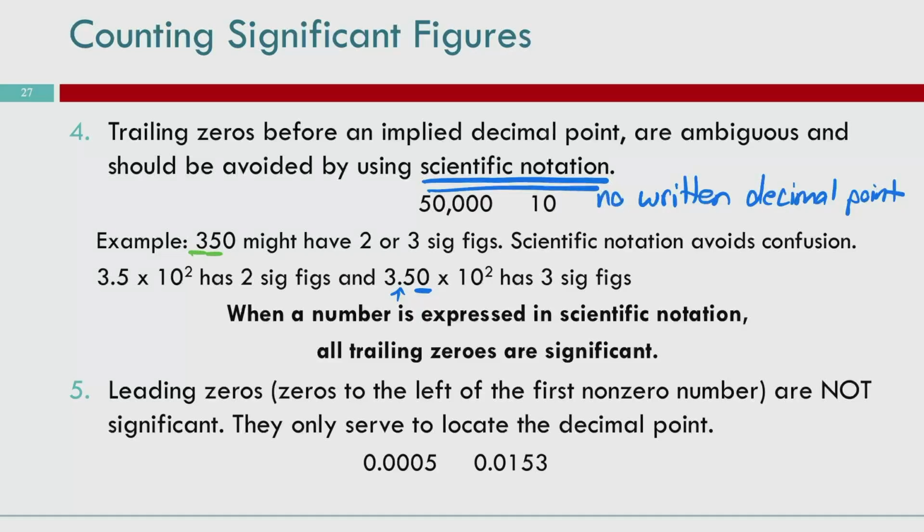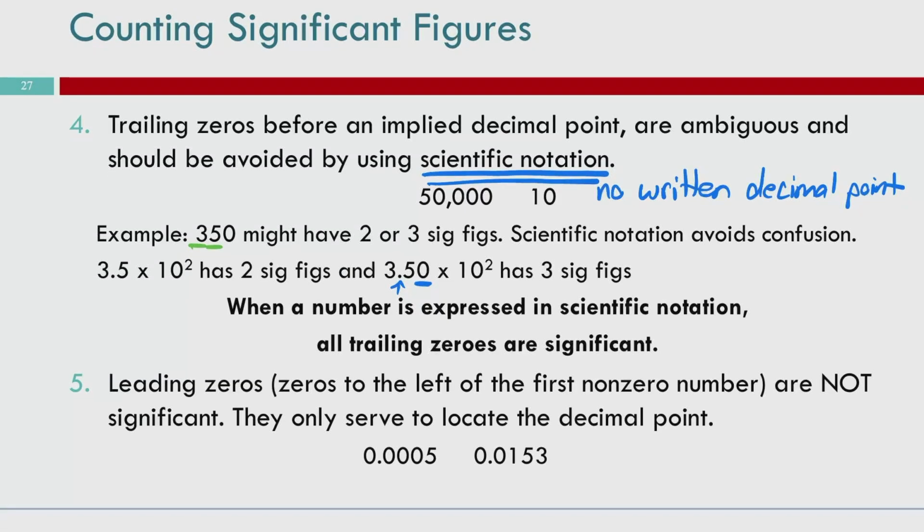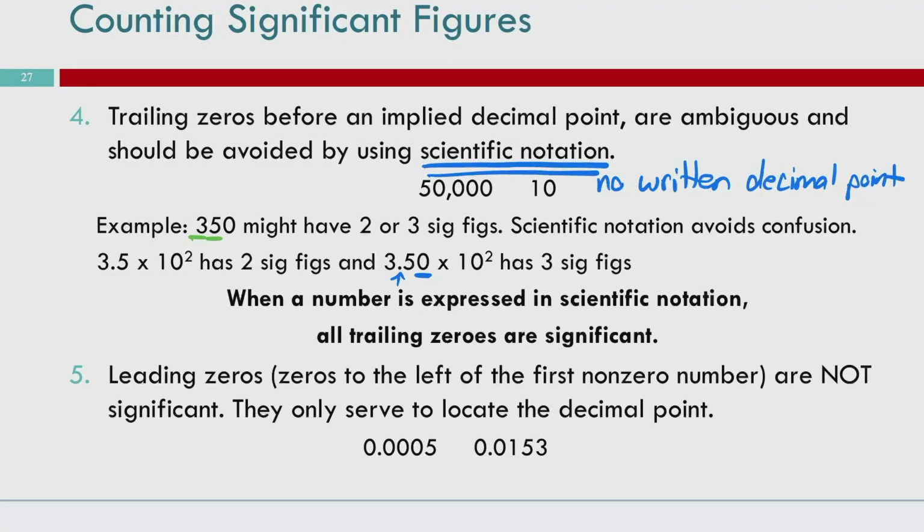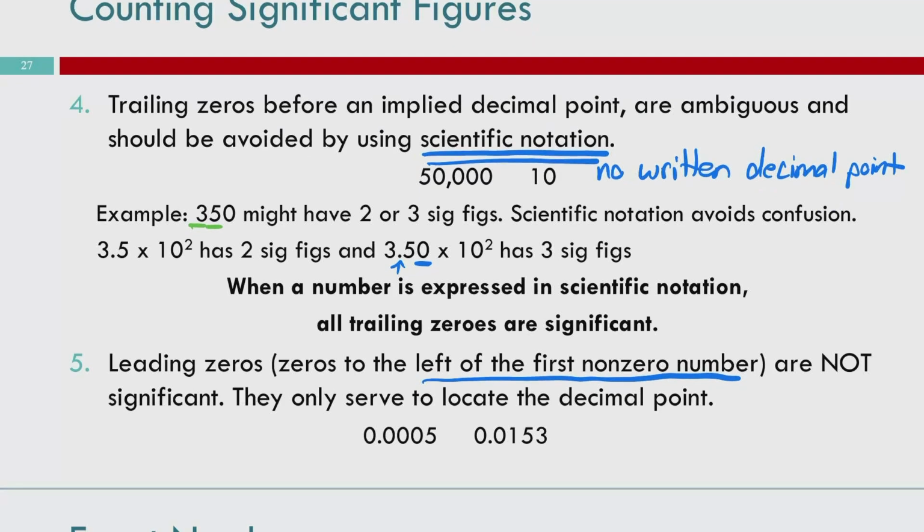Another place where zeros are not significant is leading zeros. So zeros to the left of the first non-zero number are not significant. They just show us where the decimal is. You still have to write them. It's still important that you write them, the zeros in front, but they don't count for significant figures. So these 4 zeros in front or the 2 zeros in front.